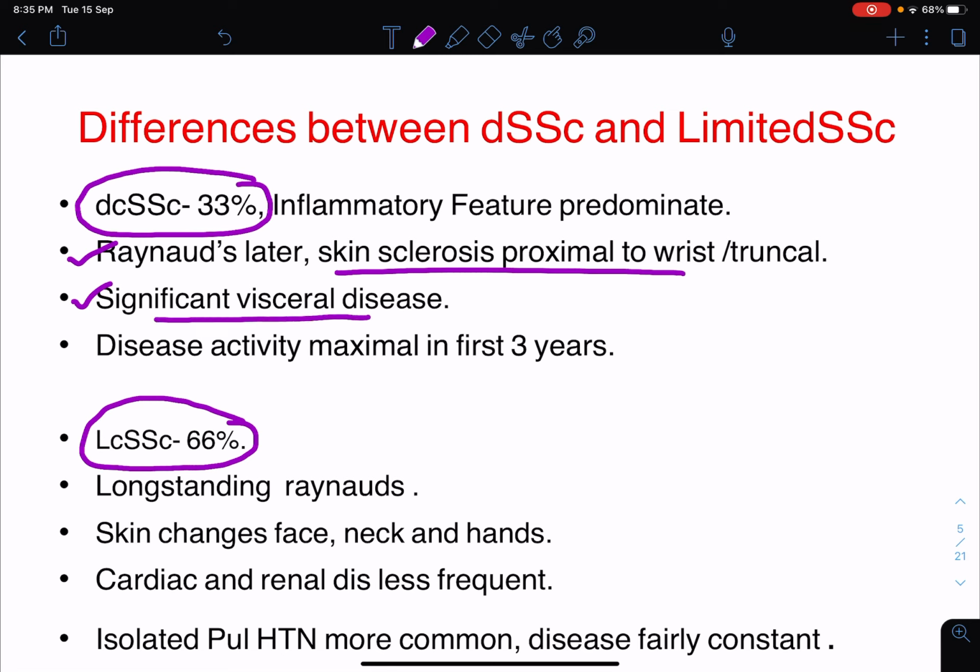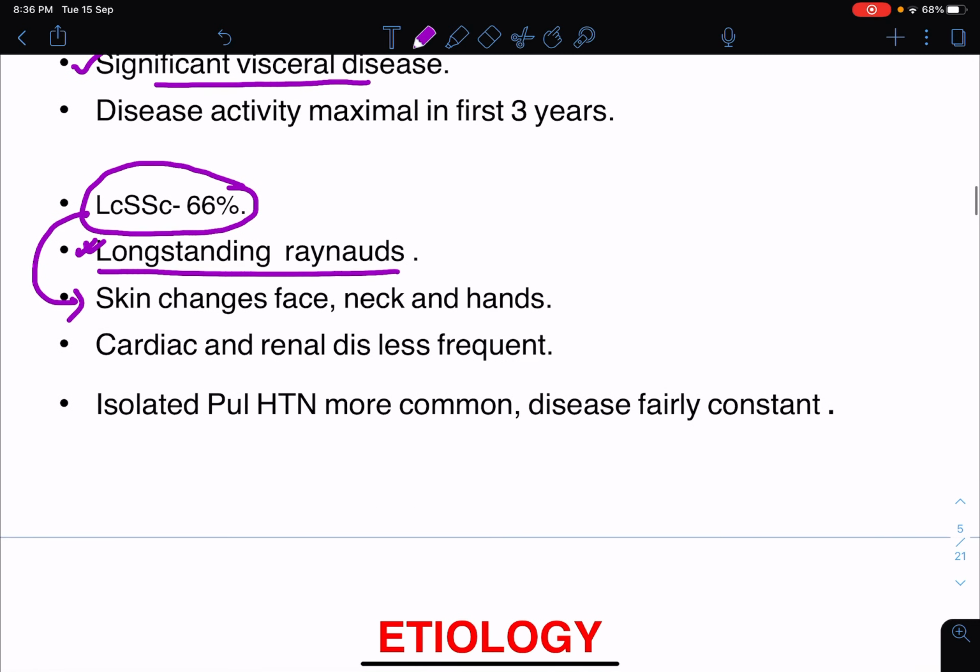Whereas in limited cutaneous systemic sclerosis, Raynaud's phenomenon will come long before the other manifestations like skin changes, joint involvement and so on. Whereas we know that in diffuse cutaneous systemic sclerosis, Raynaud's will appear later. In limited cutaneous systemic sclerosis, the skin changes are limited to the face, neck and hands. It does not extend beyond the wrist, nor to the trunk.